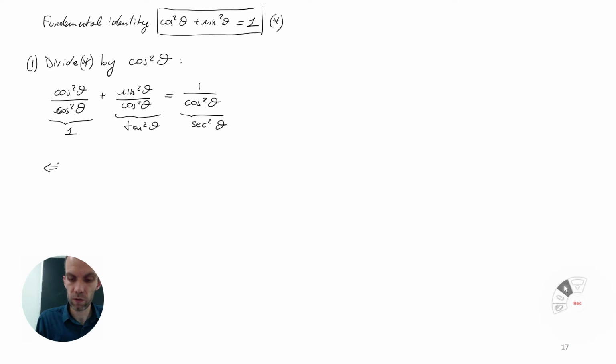So this is equivalent to, and of course here we have to make a small caveat, this only works if cosine theta is not equal to 0. So then our formula becomes 1 plus tan squared theta equal to secant squared theta.